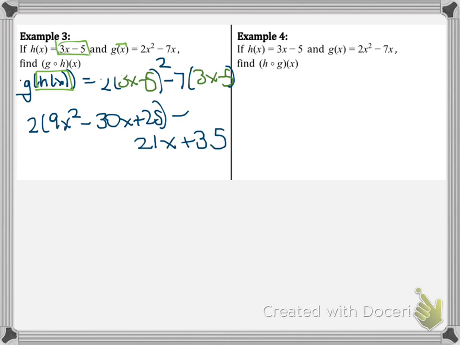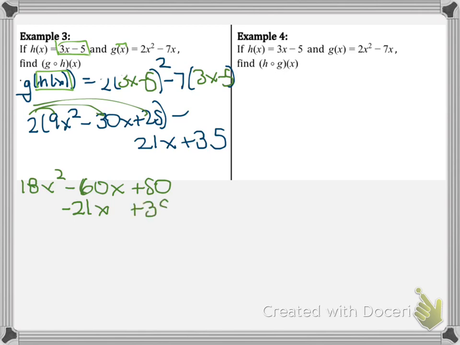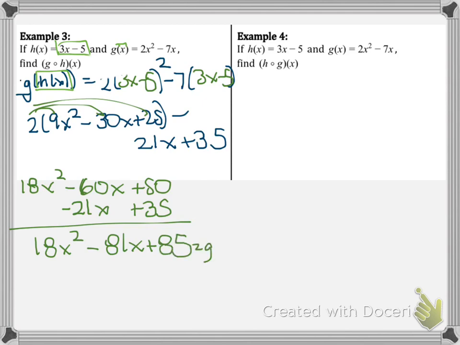So first, of course, we'll distribute this term here. So this becomes 18x squared minus 60x plus 50, and then minus 21x plus 35. So the final answer on this is 18x squared minus 81x plus 85. So that is what g of h of x is. Sorry, that's backwards.